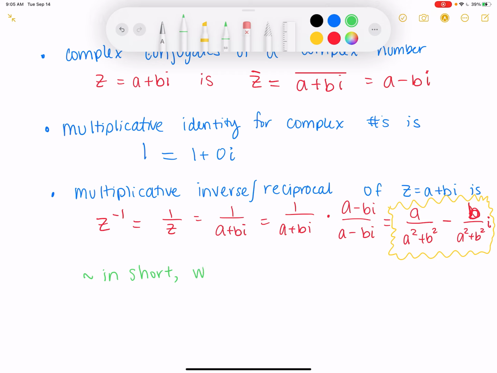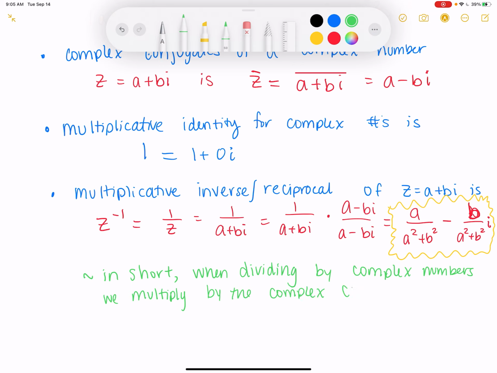So what this means, because it looks kind of big and scary: in short, when dividing by complex numbers, we multiply by the complex conjugate. One more thing, and that's like 3 bullet points underneath of it.